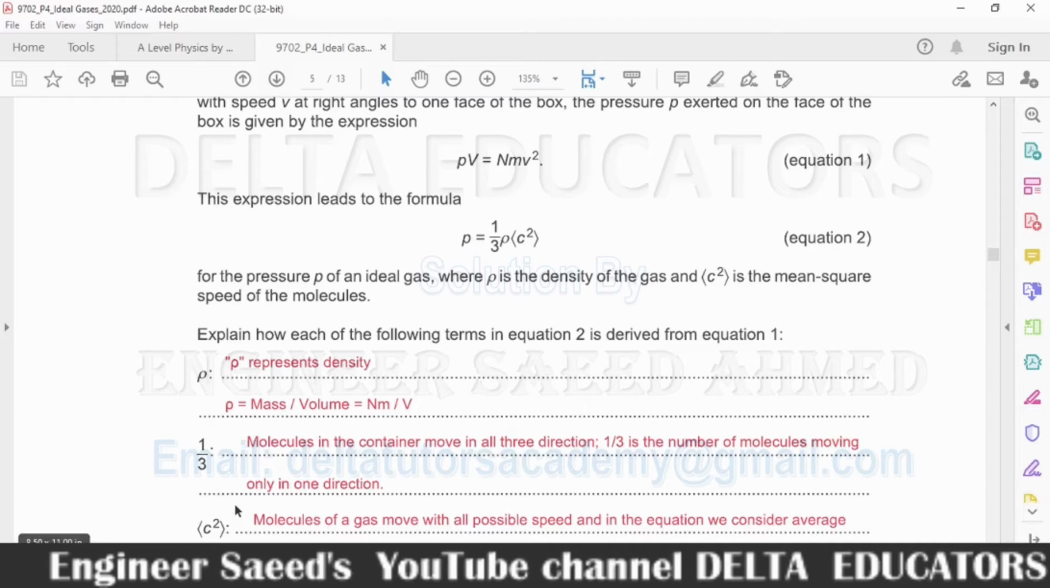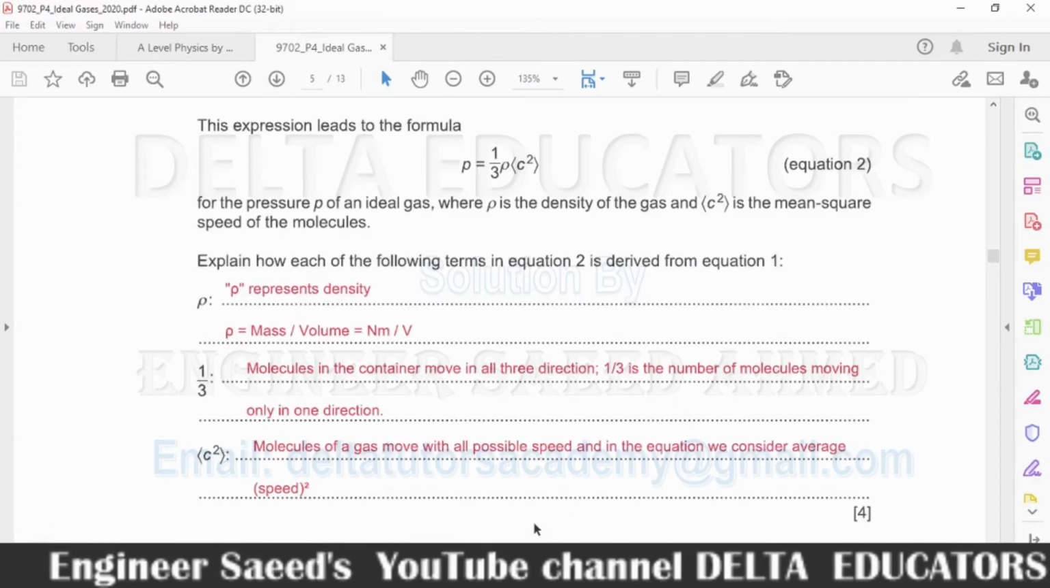Molecules of a gas move with all the possible speeds, and in the equation we have to consider average speed square. This average speed square is represented by C square.